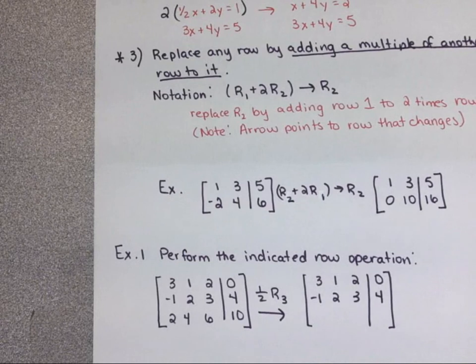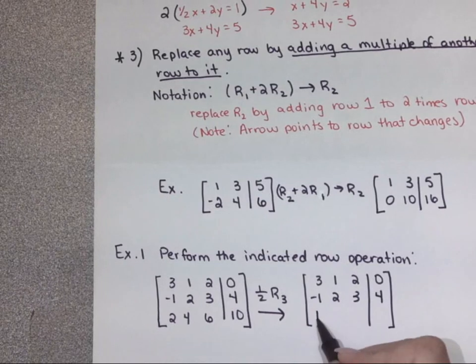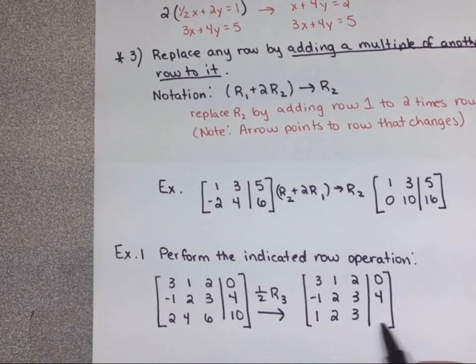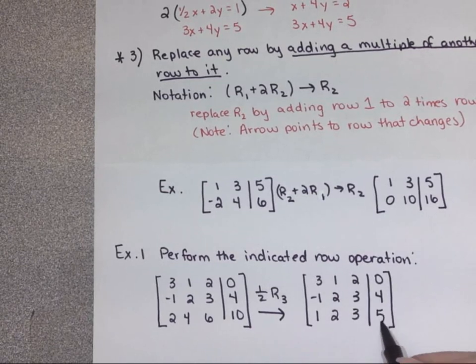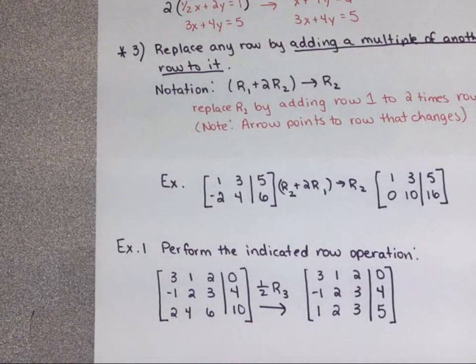Okay? So I just need to do what with everything in row 3? Take what of it? Half of it, right? So half of 2 would be what? 1, half of 4 would be 2, half of 6 would be 3, and then finally half of 10 would be 5. Okay? Probably one of the bigger mistakes is to forget to do the operation to everything. So make sure you do everything, the whole row, even what's on the right side of the bar. Okay?